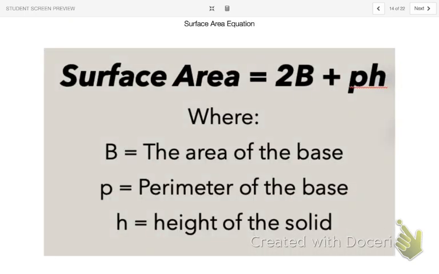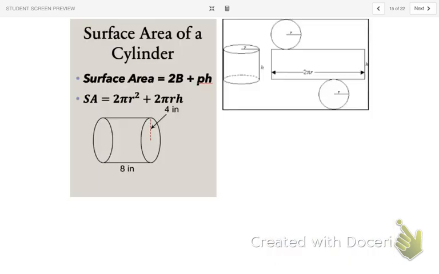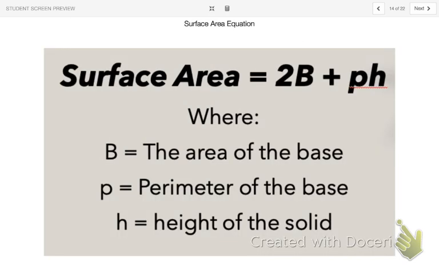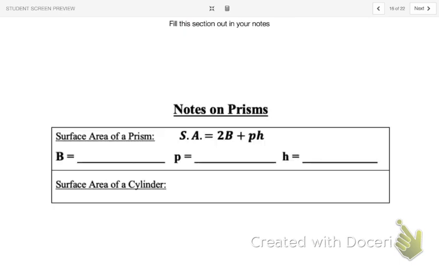So the surface area equals 2B plus PH is what you're going to write here, where the big B is equal to the area of the base. P stands for perimeter of the base, and H stands for the height of the solid. Okay. We also have a formula for the surface area of a cylinder.